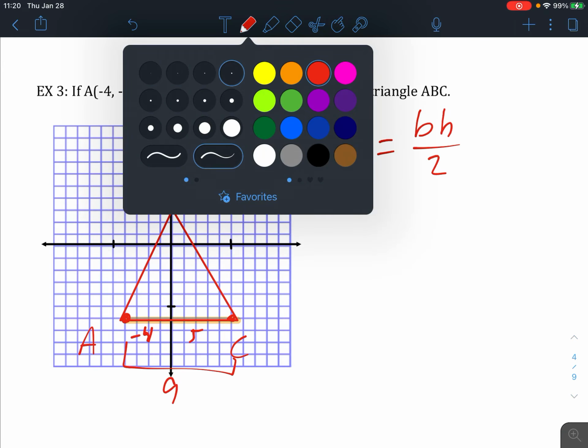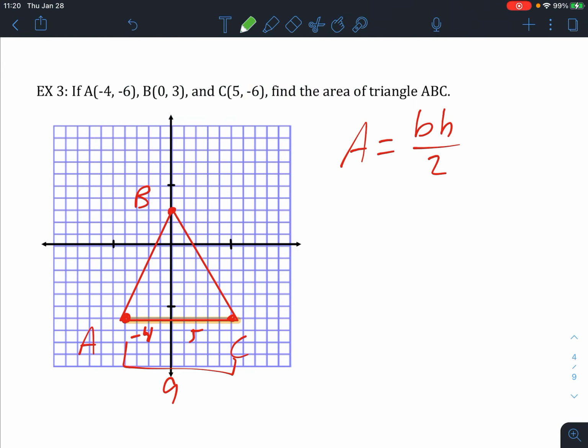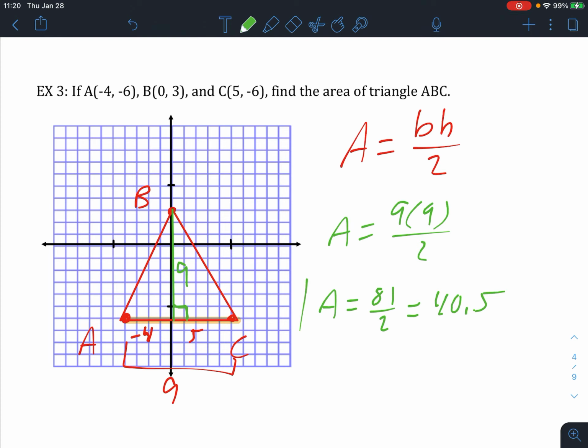So then for our height, I'm just going to draw a perpendicular vertical line, and we can count those spaces as well, and that would also be 9. That's just a coincidence, they're the same. So our area here is 9 times 9 over 2, which is 81 over 2, or 40.5. Again, no units in the problem, so no units in the answer. 40.5 is enough.